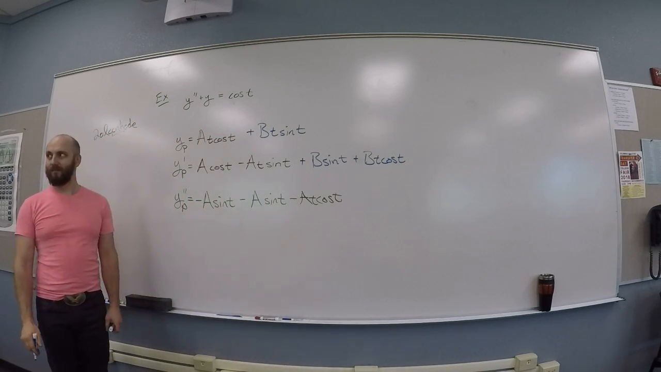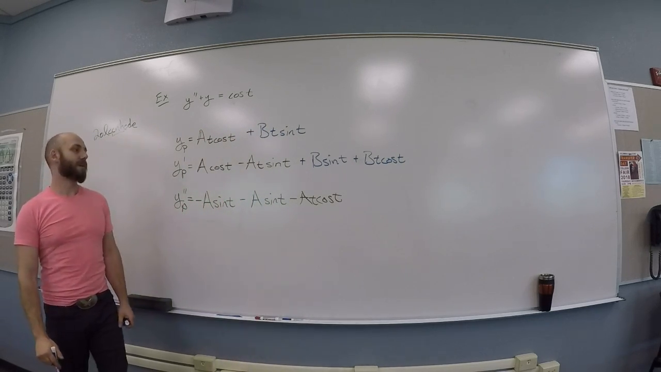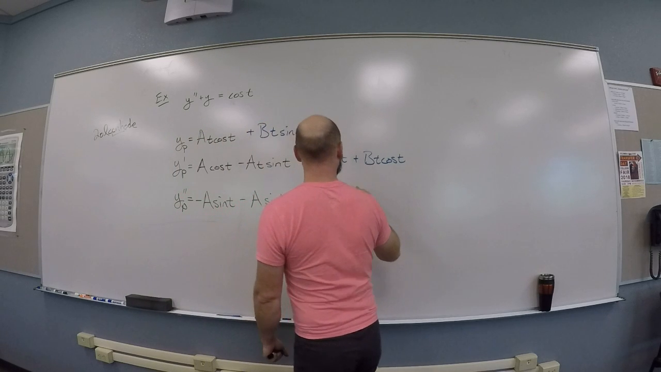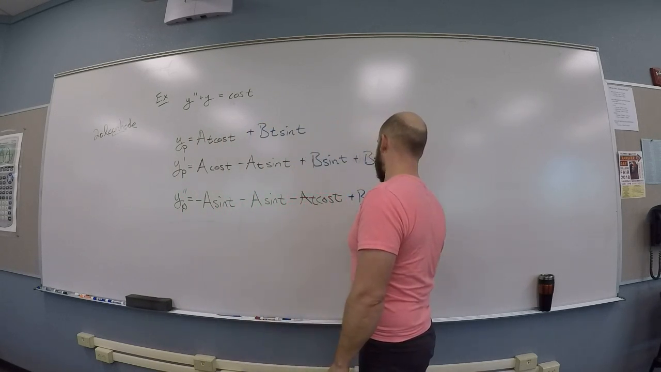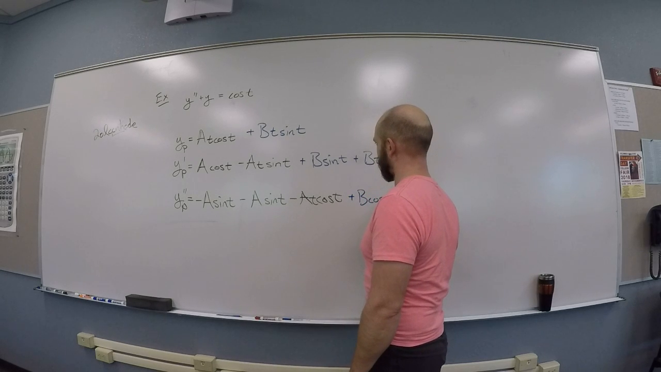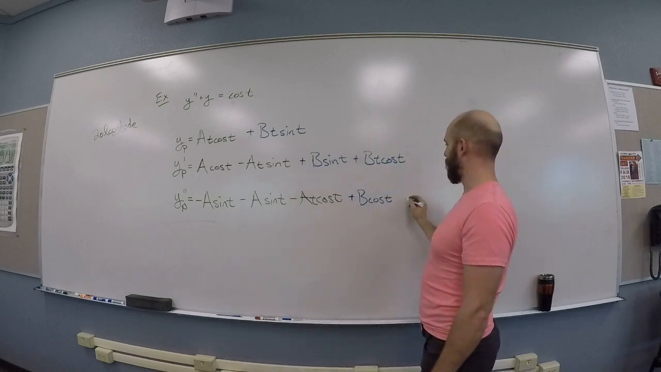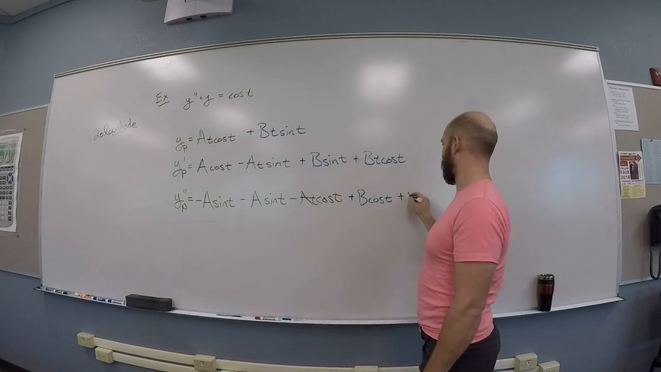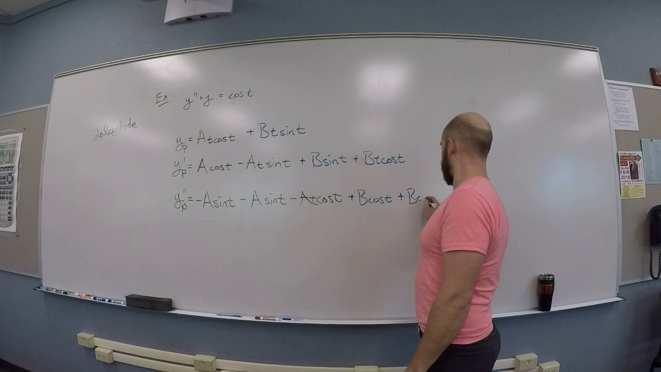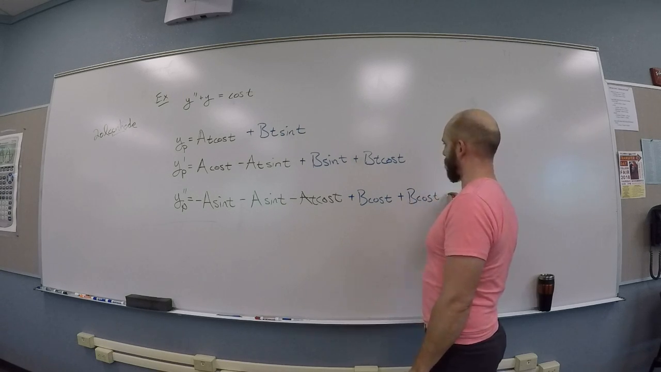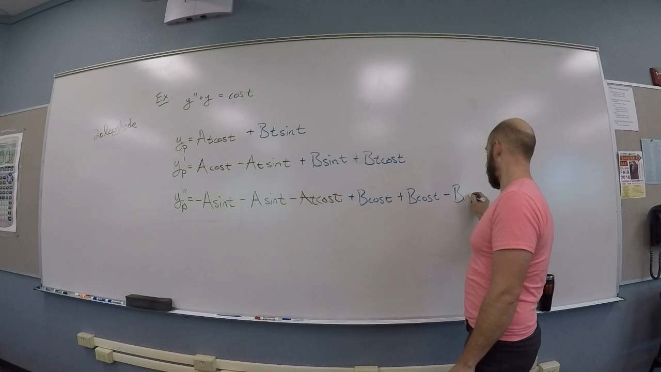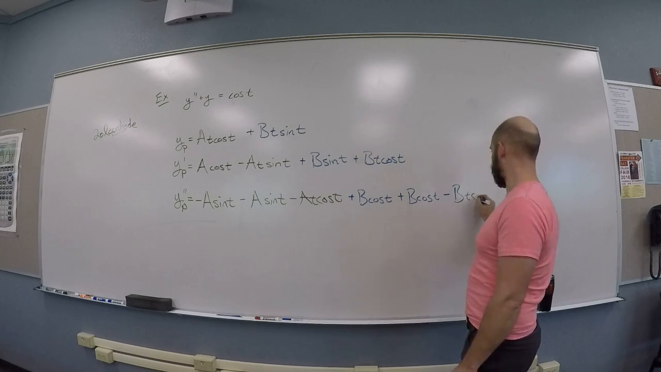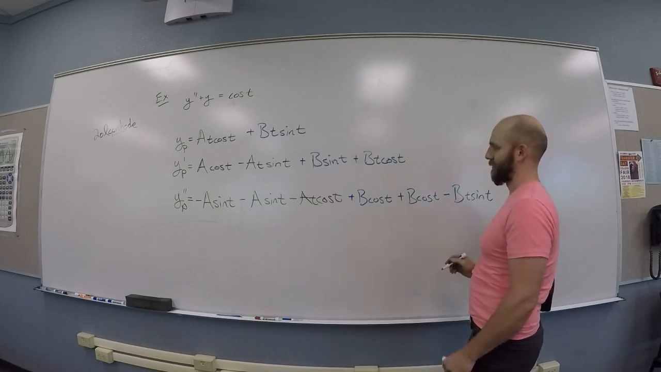And then when you differentiate those, you get a cosine, minus b sine t, plus b cosine t. And then here, plus b t cosine t, or b cosine t, plus b sine t, plus b cosine t, minus b t sine t.